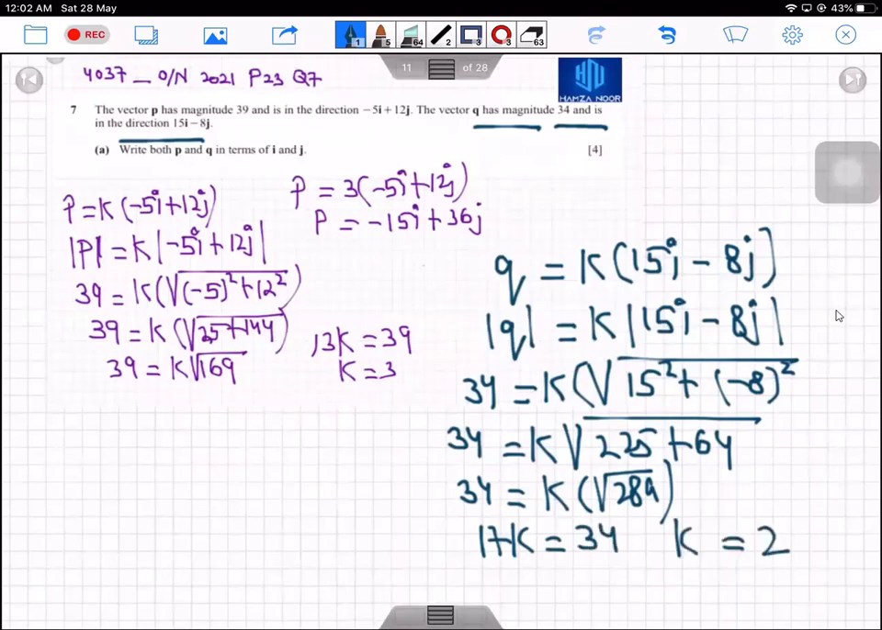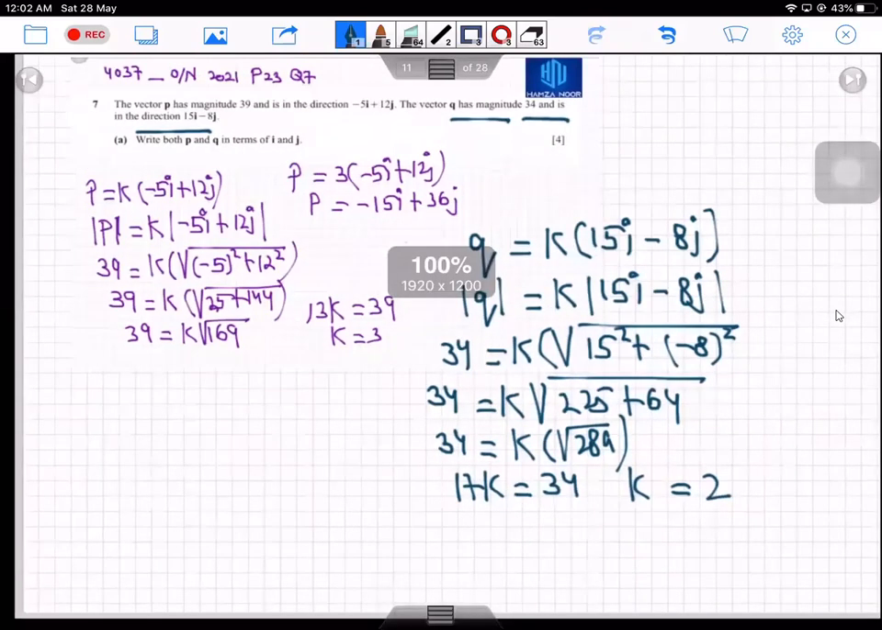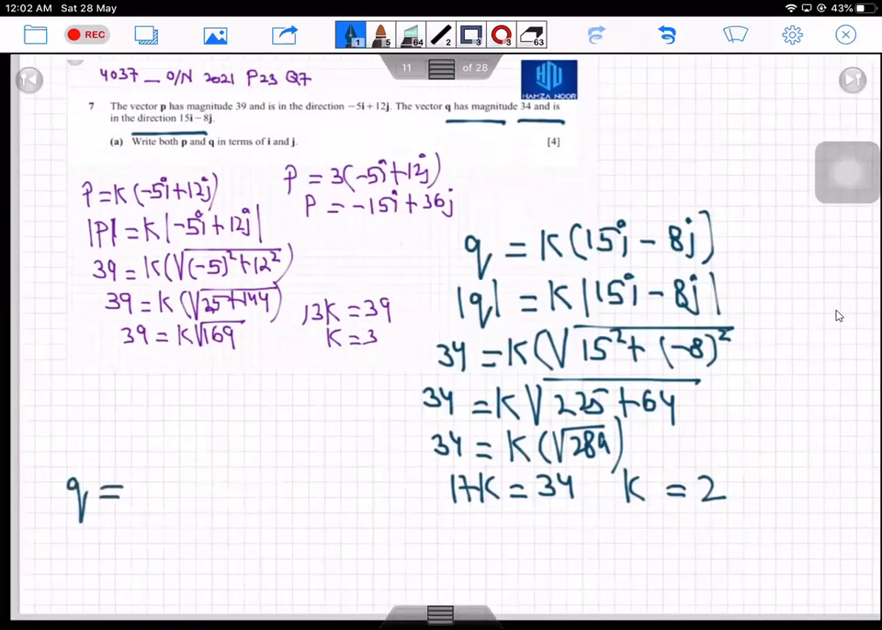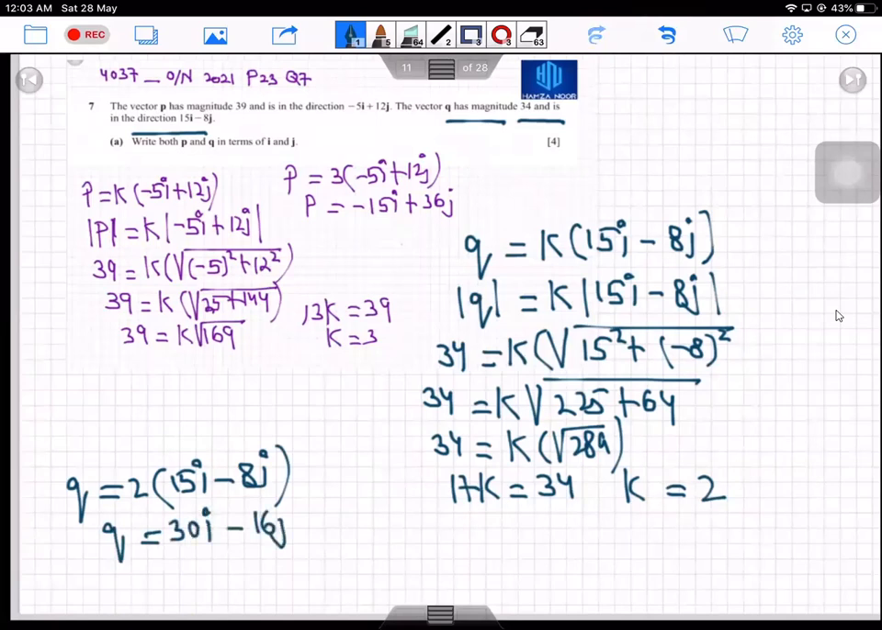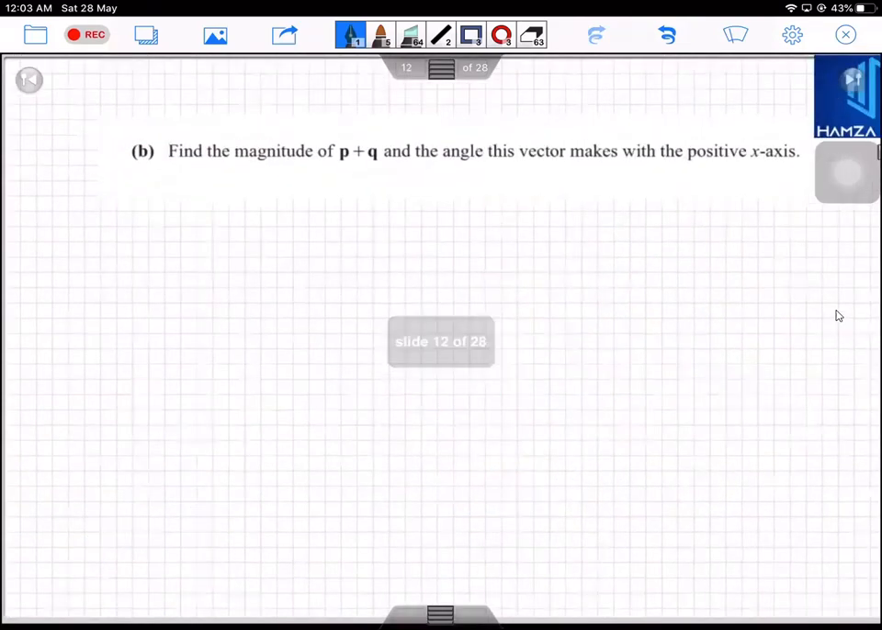The scalar multiple is 2 in this case. Therefore, we can say that the vector q is 2 times 15i minus 8j. Therefore, vector q is 30i minus 16j. This is your part A for 4 marks. Then we have part B.